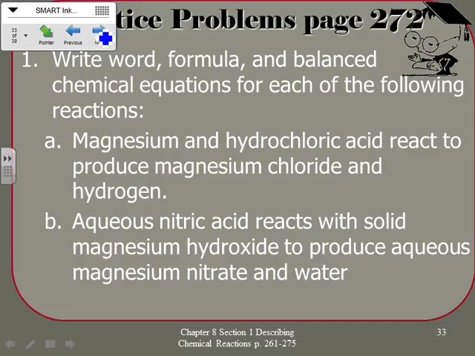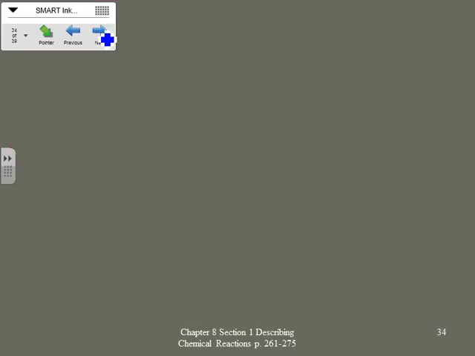Okay, good. All right. So next one here: magnesium and hydrochloric acid react to produce magnesium chloride and hydrogen. Okay. So we need to write the formula equation for this first. So magnesium and hydrochloric acid.